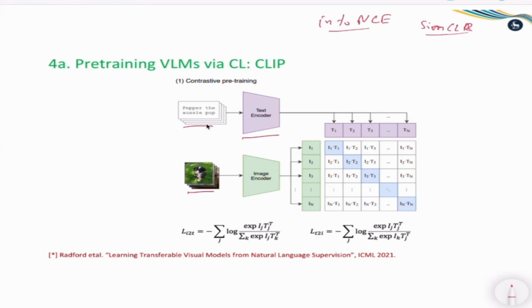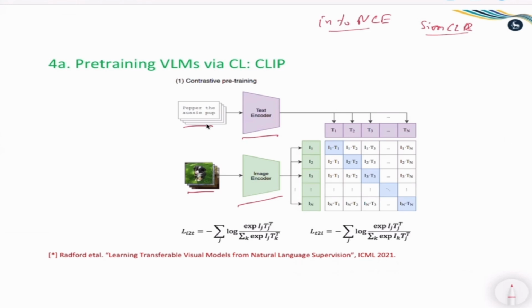We have a text encoder, which could be any text encoder: a transformer, LSTM based, or CNN based. The image encoder could be a CNN or a transformer as well. Typically people nowadays use a transformer for the image encoder and a transformer for the text encoder.